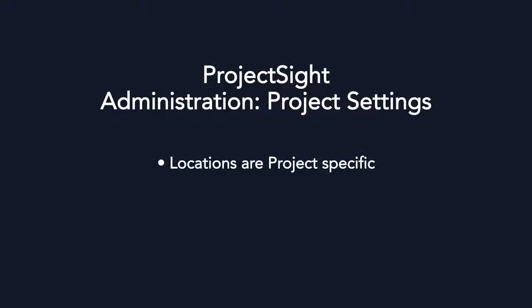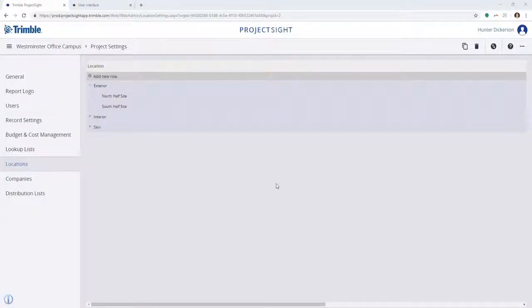Locations are project specific, and you'll see them utilized throughout ProjectSight to add another level of visibility into each of your records. It is especially useful when creating custom views. Now on this page, I can add new rows or delete current locations, or I can use the import function to import from Excel. Now let's take a look at distribution lists.